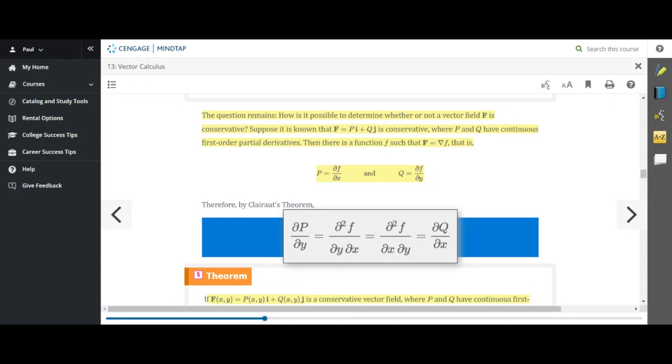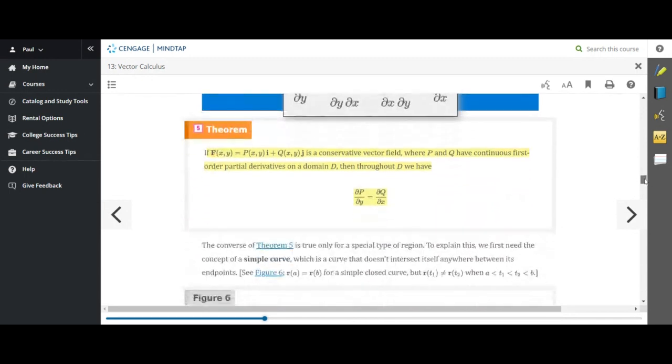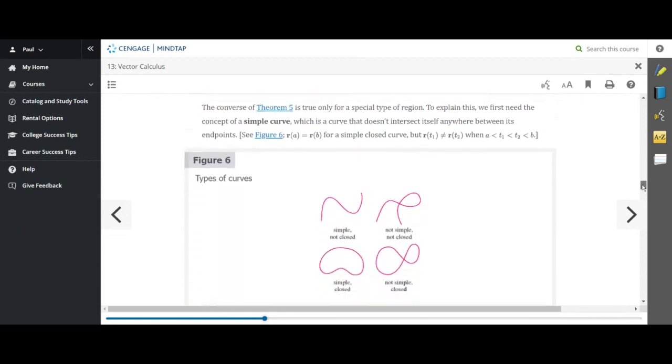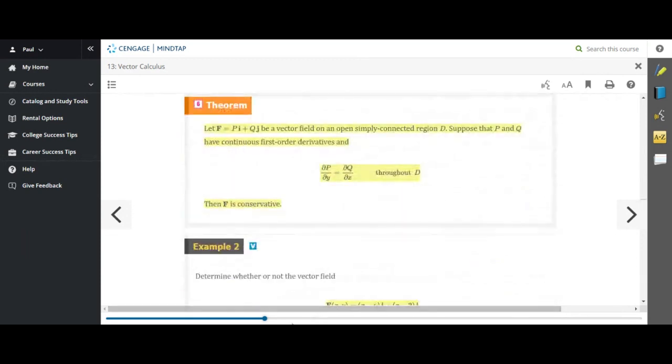So this gives us a way to find a conservative vector field. This theorem says that if you had a conservative vector field with components P and Q, then the partial derivative of P with respect to Y would equal the partial derivative of Q with respect to X. And in fact, being a little more general, because here we assumed we had a conservative vector field, we can be a little more general, like they have here in Theorem 6.